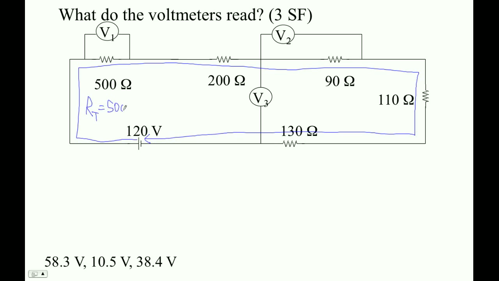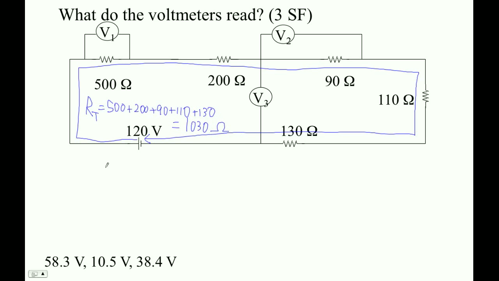Is 500 plus 200 plus 90 plus 110 plus 130. This is like higher mathematics. I'm going to use my calculator. 500 plus 200 plus 90 plus 110 plus 130. This is 1,030. It's a lot of ohms. Okay. And now we're set.